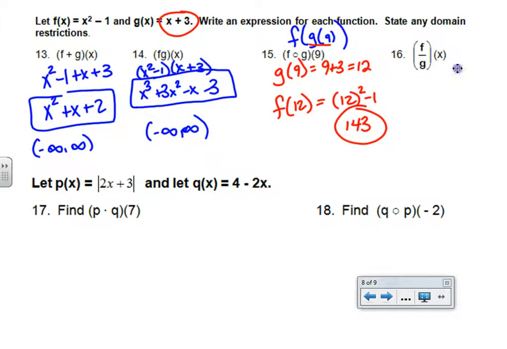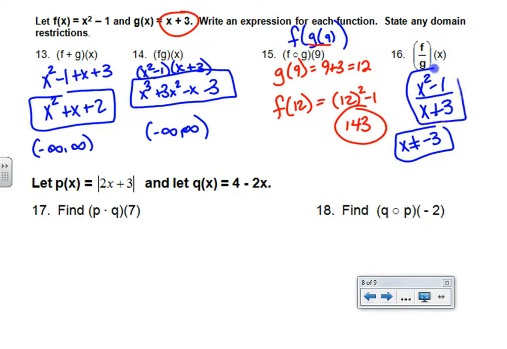And then for number 15, there's no domain for the composition of functions at a number because you don't have a function anymore. Number 16, f divided by g would be f in the numerator and g in the denominator. And the only thing we have to talk about for domain is the fact that the denominator cannot equal 0. So the x value cannot be negative 3. So that is my domain restriction, and this is my function.